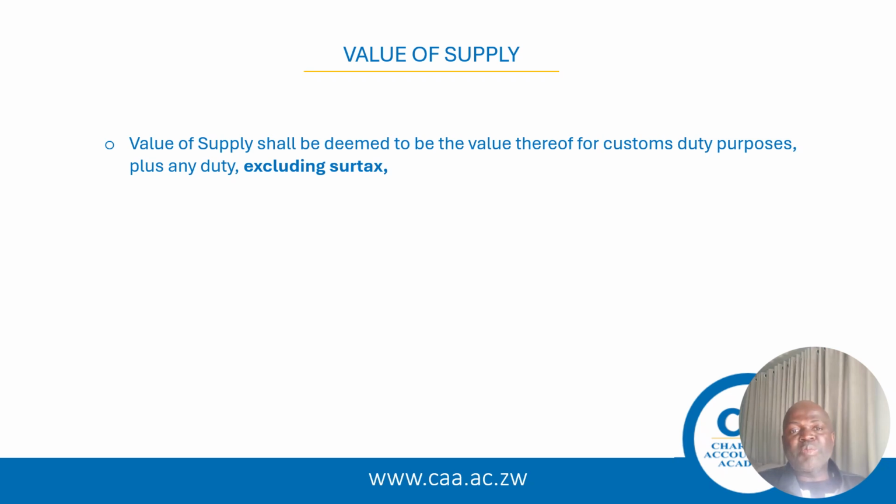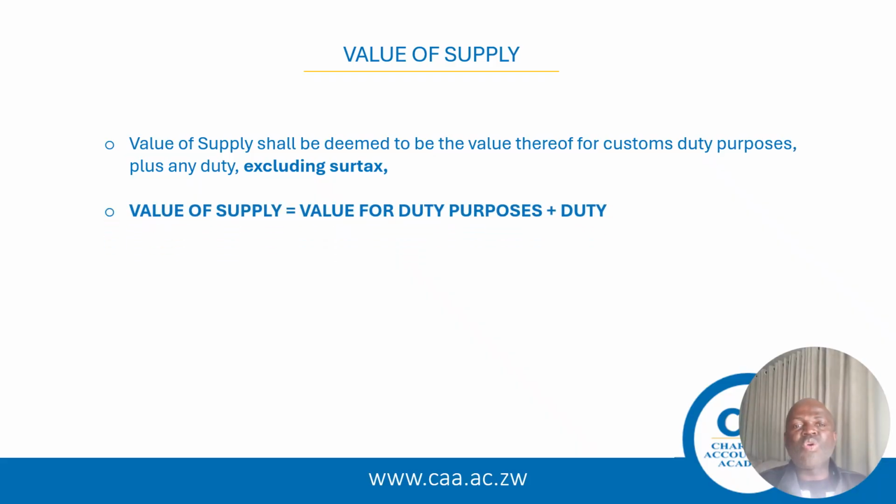And once we have the value for duty purposes, the state will charge duty. So that value for duty purposes plus the duty becomes the value of supply, excluding surtax. And then 15% VAT is then chargeable on that. So value of supply is equal to the value for duty purposes plus duty. So the VAT becomes value of supply by 15%. And we're saying the value for duty purposes will include the cost and the insurance, if any, the freight, and any other associated charges that were part of bringing the goods to the port of entry.